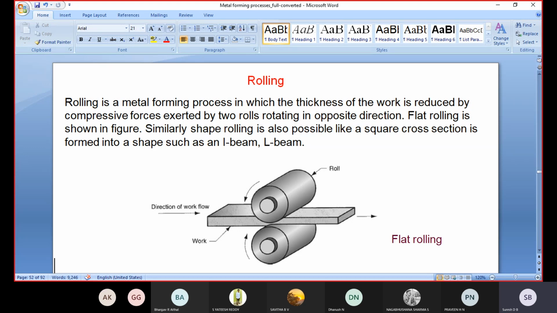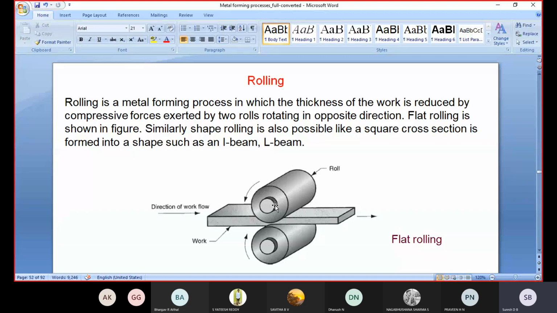Rolling is a metal working process in which the thickness of the material is reduced by compressive forces exerted by two rollers rotating in opposite directions. In the rolling process we can reduce the thickness of any sheet. The sheet is introduced between the two rollers, and due to their compressive forces the material thickness is reduced.